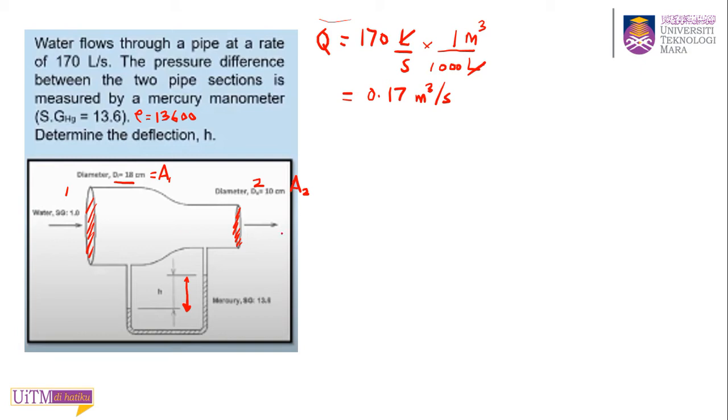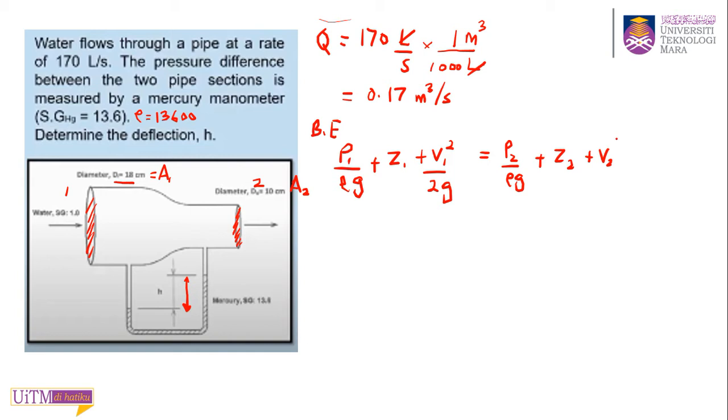Okay, now we solve the question. First, your Bernoulli equation. What is the Bernoulli equation? P1, we take point 1, over rho G, plus Z1, plus V1 squared over 2G, equal to the pressure at point 2, P2 over rho G, plus Z2, plus V2 squared over 2G. Okay, let me ask you what terms we can cancel out in this equation?